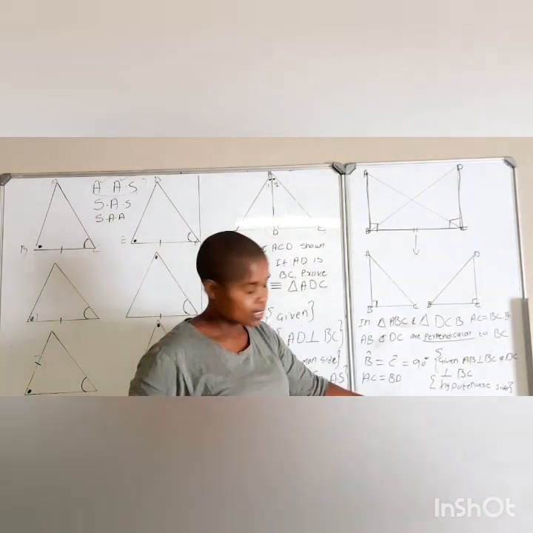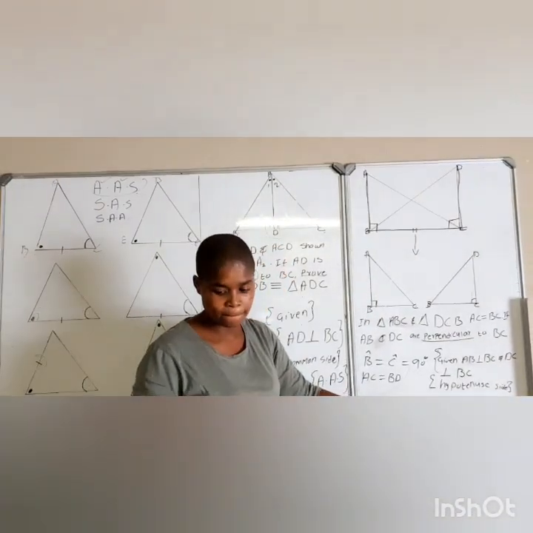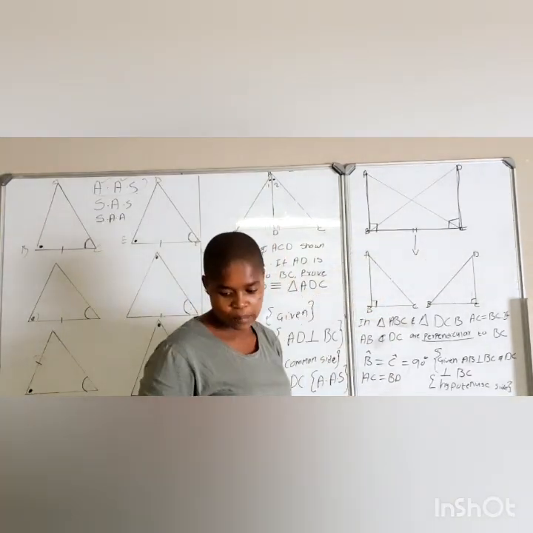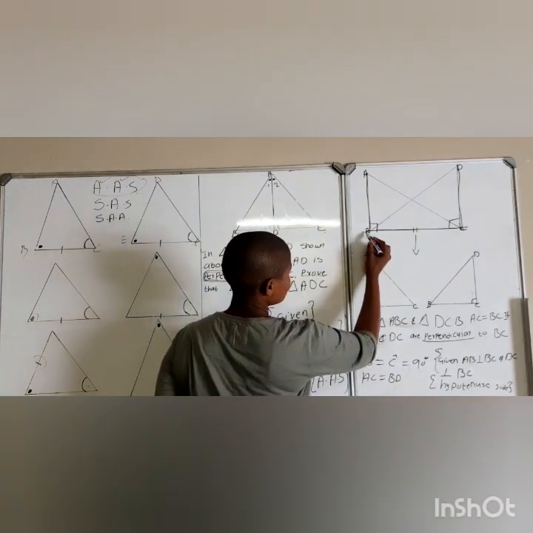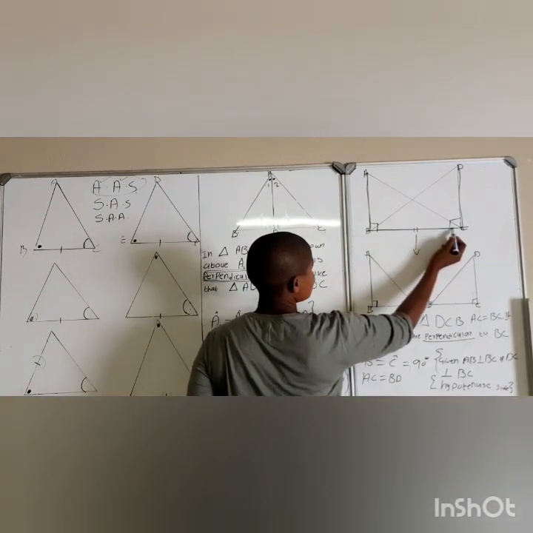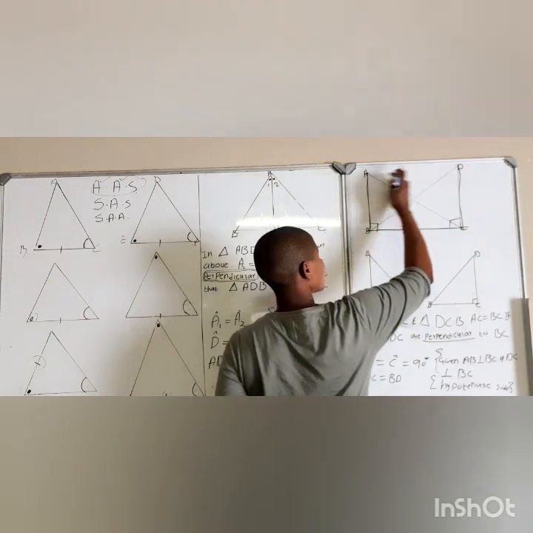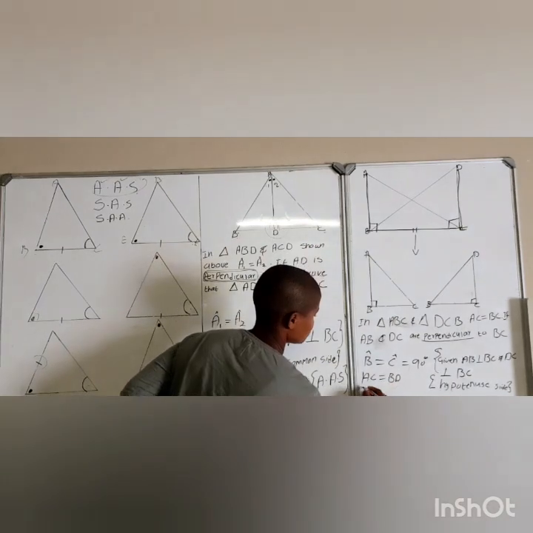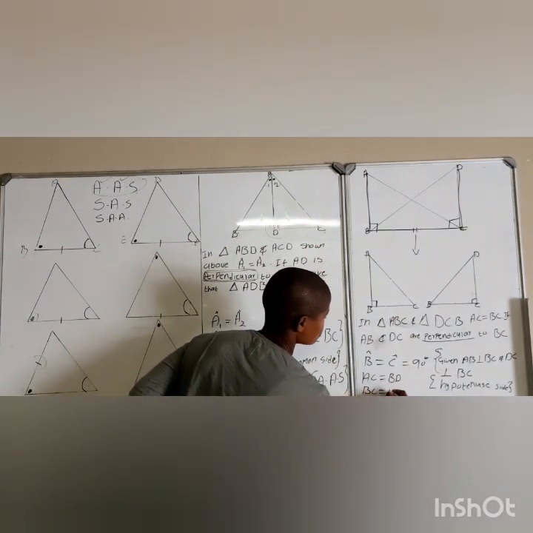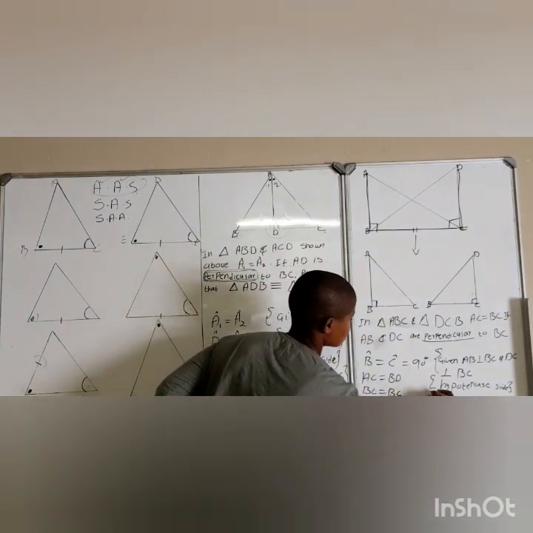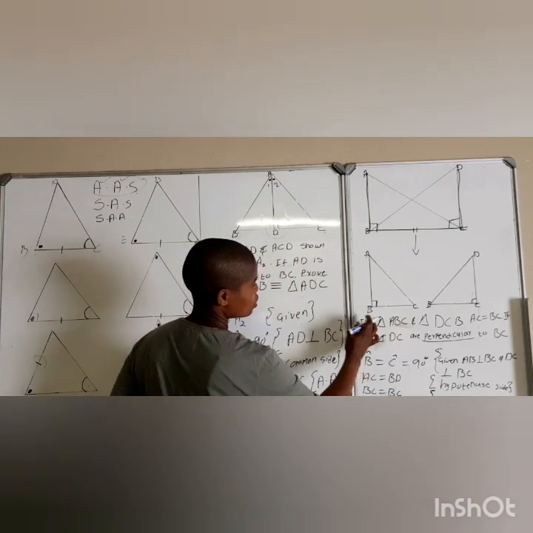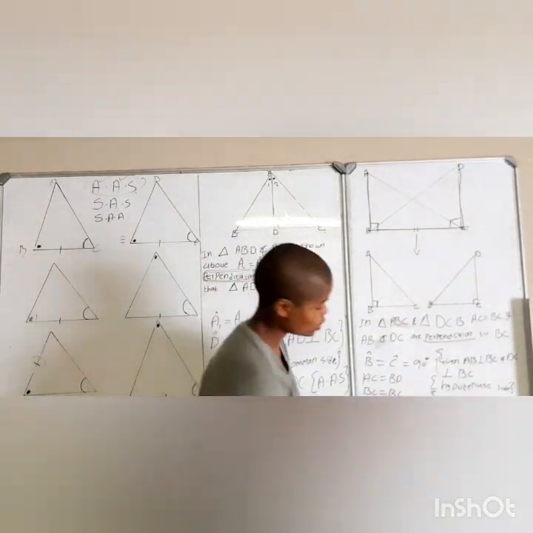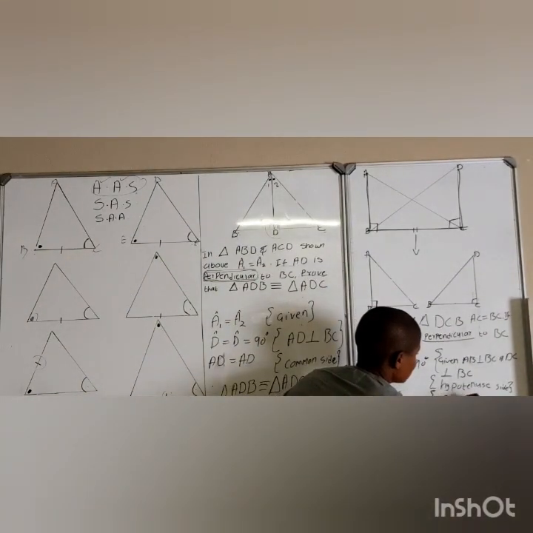All right, and then I'm going to say BC is equal to BC. Why is BC equal to BC? Because BC is shared between the triangle ABC and DBC. So I'm going to say BC is equal to BC. It is common, BC and BC. So I'm going to say it is a common side.